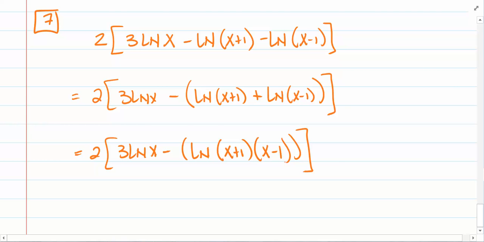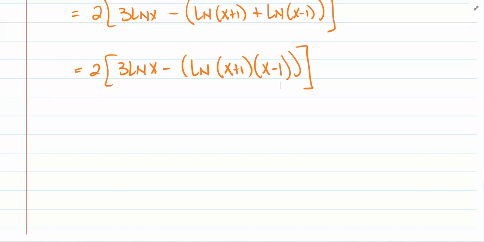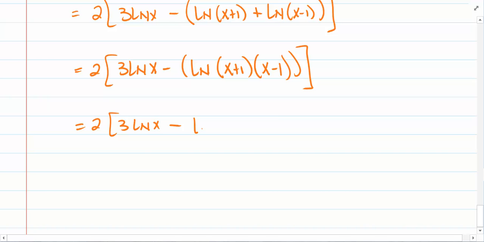So far, so good? Okay, now, does anyone recognize x plus 1 times x minus 1? Do you guys recognize that at all? X squared. There's a word. Very good. The difference of two squares. Nice job. So that's going to be 2 times 3 times natural log of x minus the natural log of x squared minus 1. Now we're looking pretty good.